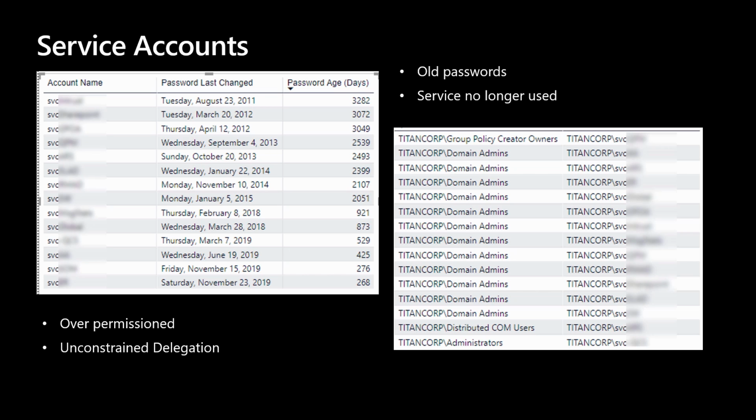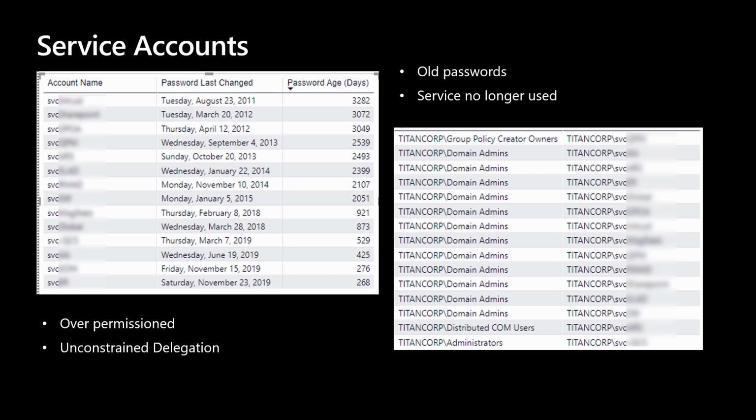Also, unconstrained delegation. We find a lot of services are configured for unconstrained delegation, which means that that service account can impersonate any other account on the network. That's kind of an issue because if I have a service account that has a password that's 10 years old and that account gets compromised, then I can impersonate any other user on the network, then I could elevate my rights pretty easily. So these are the common issues we find around service accounts.